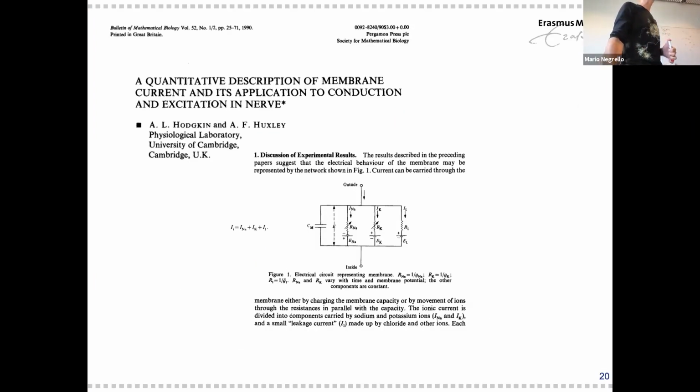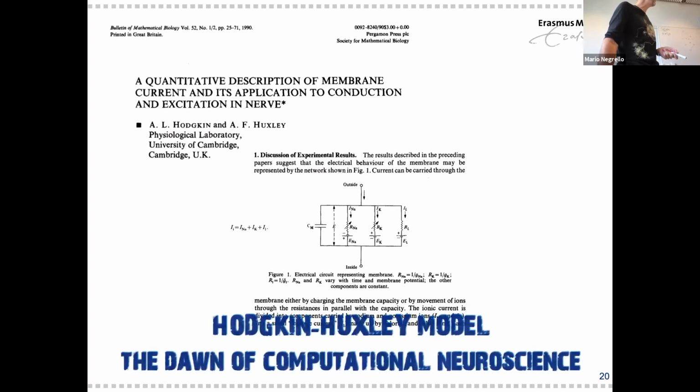The onset of computational neuroscience is in this paper, 1952. Hodgkin and Huxley, Nobel Prize winners, explained where the action potential came from by making a bunch of assumptions about what the neuron was made of. Tomorrow, more about this.